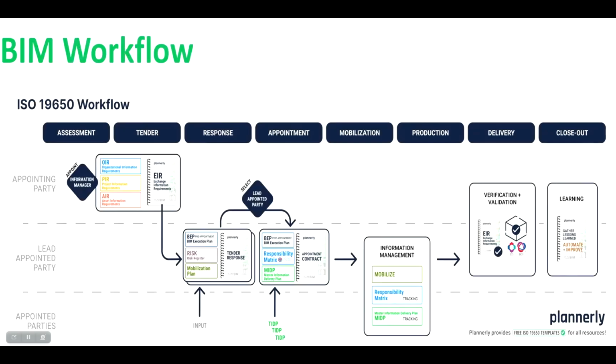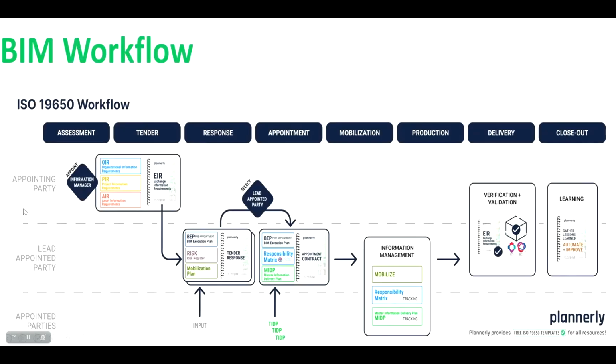After that, the most important thing we are going to talk about is the BIM workflow. What is the BIM workflow here? It's how the work is going to flow. There are basically eight major points, the components which help in the ISO 19650 workflow. In these steps we are going to do the complete work. First is assessment, then tenders, response, appointment, mobilization, production, delivery, and we are going to close the project at the end.